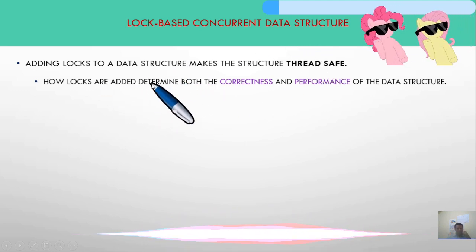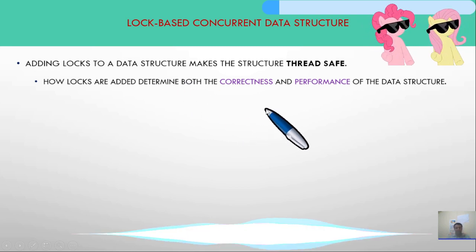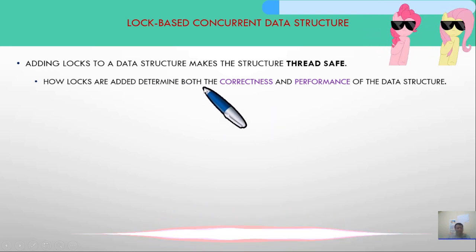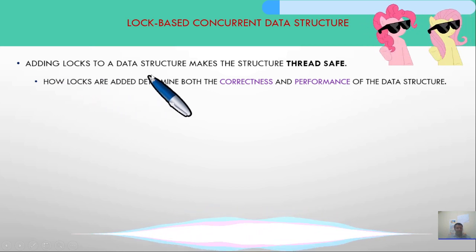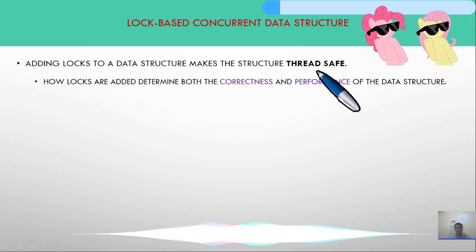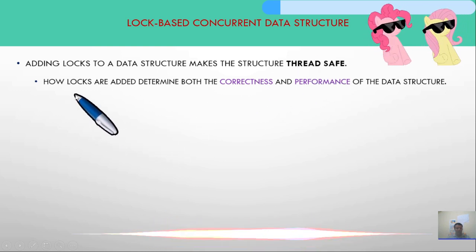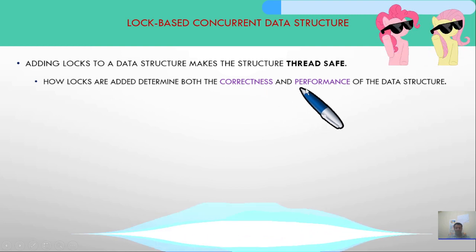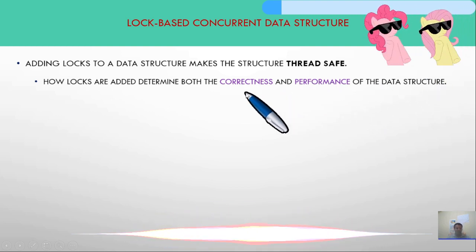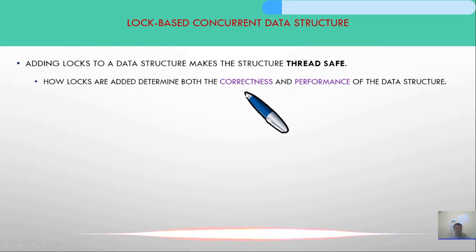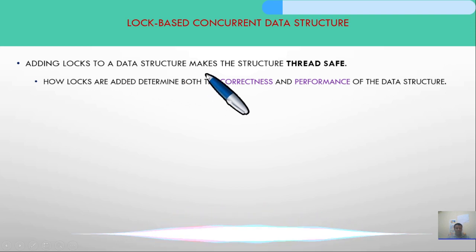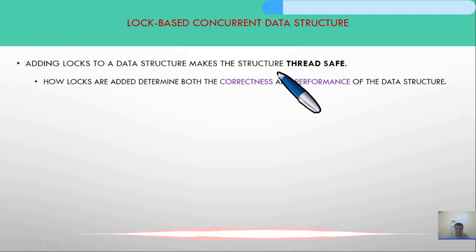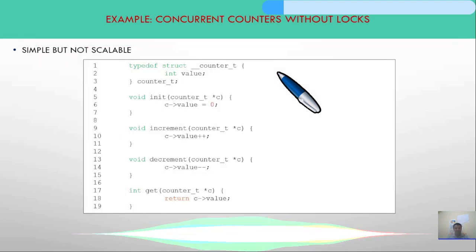I advise you to read the book as well, and to give you some points: adding locks to a data structure makes the structure thread-safe. This is obvious. How locks are added determines both the correctness and performance of the data structure. We have a lot of data structures, so how can we add the lock system to validate the shared memory issues? That is the idea.